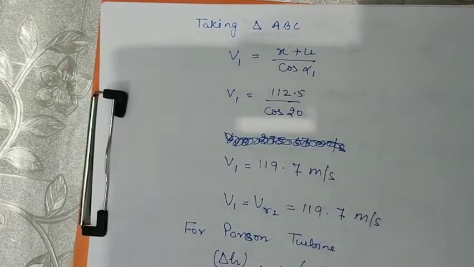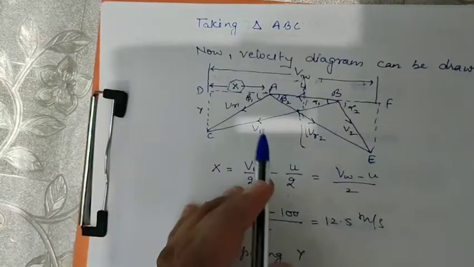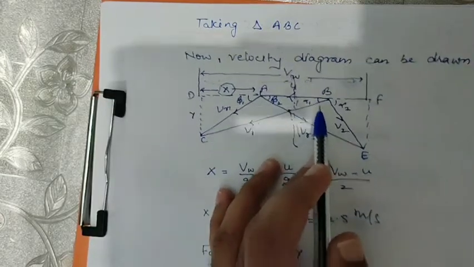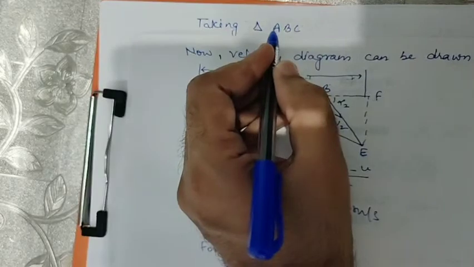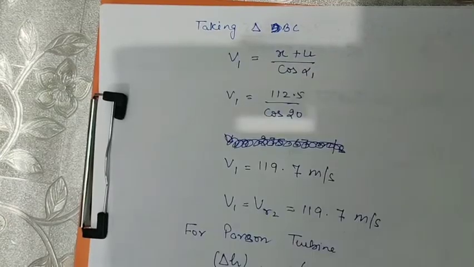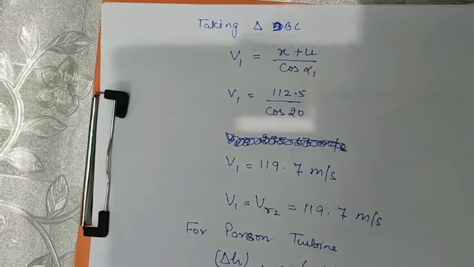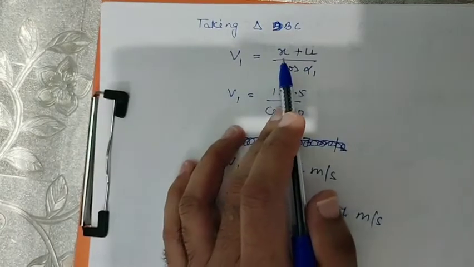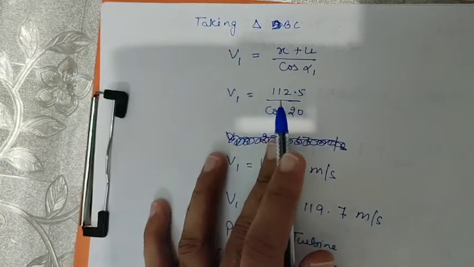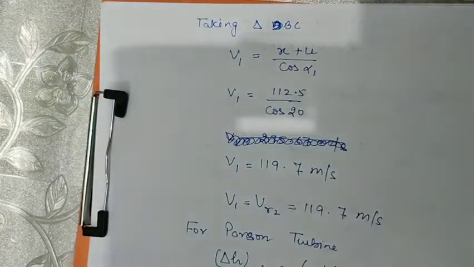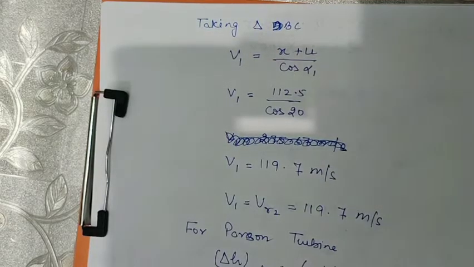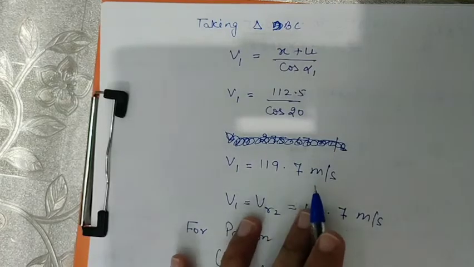Now we have to calculate this value V1. So which triangle we have to take? We have to take triangle DBC. This is not D, it is D here. So V1 is equal to x plus u divided by cos alpha 1. So V1 is equal to 112.5 divided by cos 20. Alpha 1 is 20 and x is 12.5 and u is 100. So therefore V1 is equal to 119.7 meter per second.